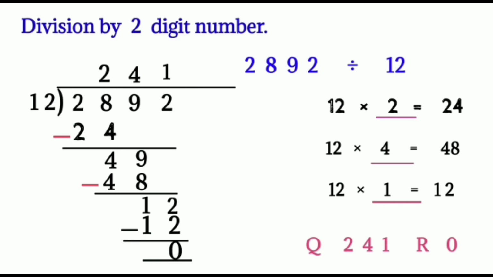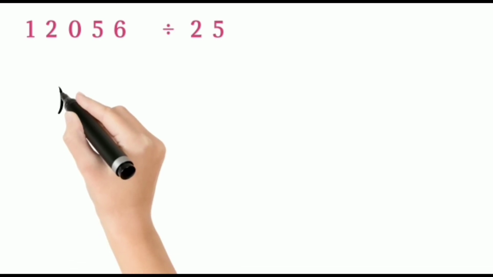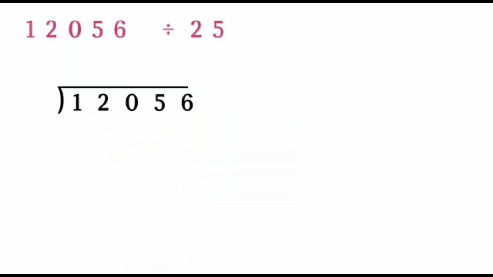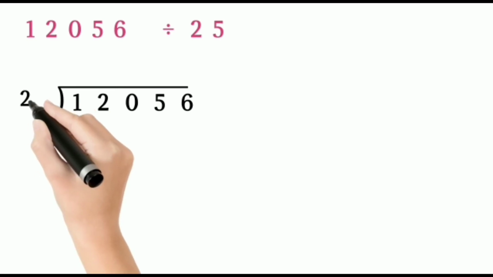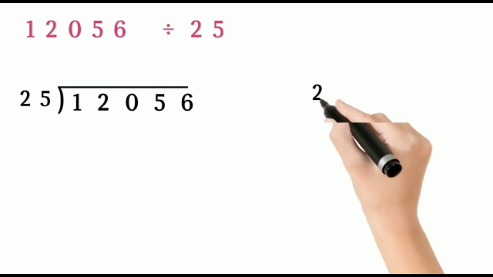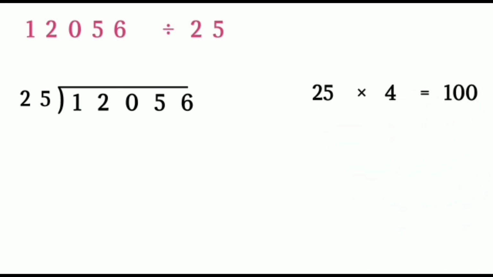Next number, divide 12,056 by 25. Here dividend is 12,056 and divisor is 25. The first 2 digits of the dividend are 12. It is smaller than the divisor. So take the first 3 digits, that is 120.